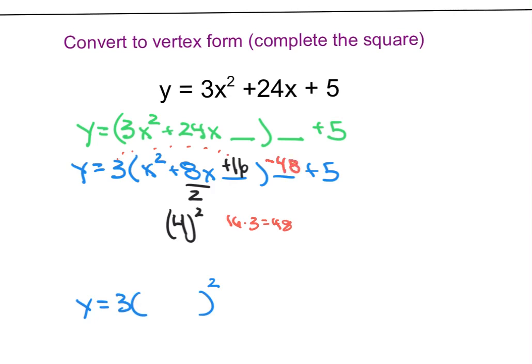So now I think I'm ready to finish this off. In the parentheses, I have an x plus 4, because remember this comes down to here. And then negative 48 plus 5 is a negative 43.